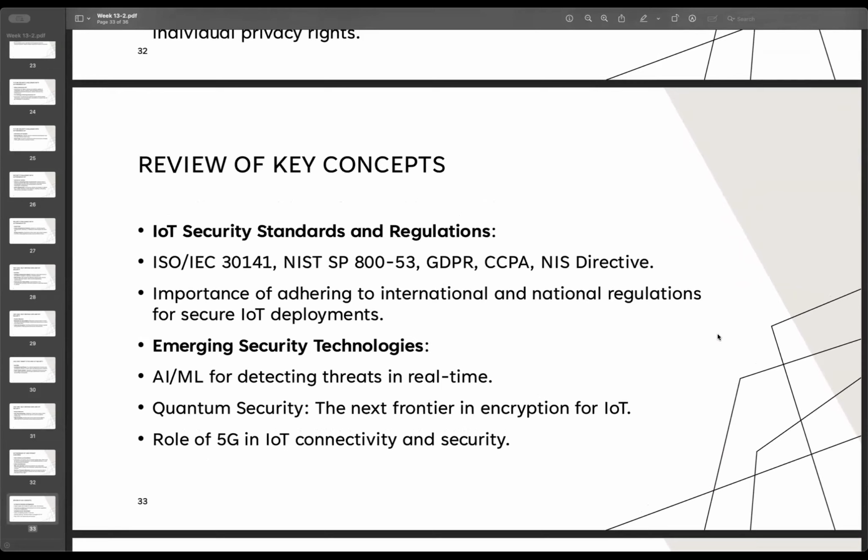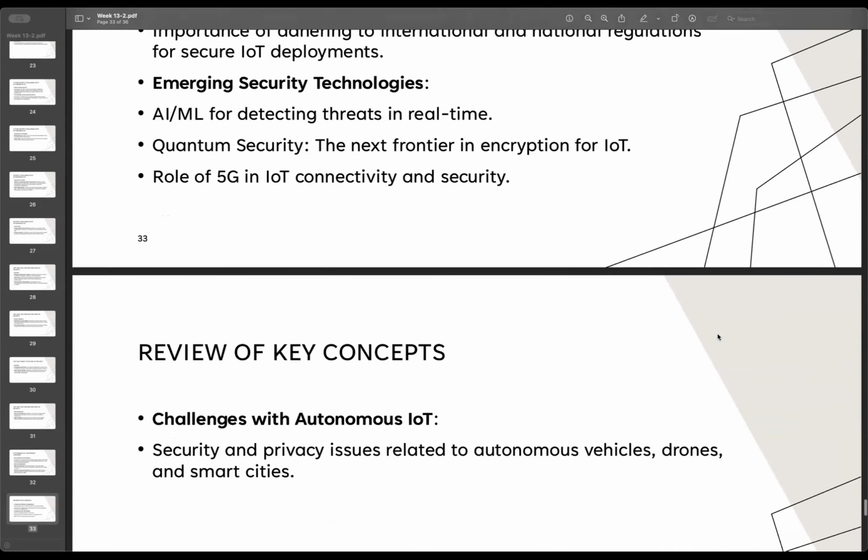How can emerging security technology help? This is the one we mainly focus on. How can we use AI and machine learning to detect threats in real time, and how can we apply quantum technology in security? Maybe this is the frontier in encryption for the IoT. And how can we use the 5G network for IoT connection and security? Later when 6G comes out, it will be another story.